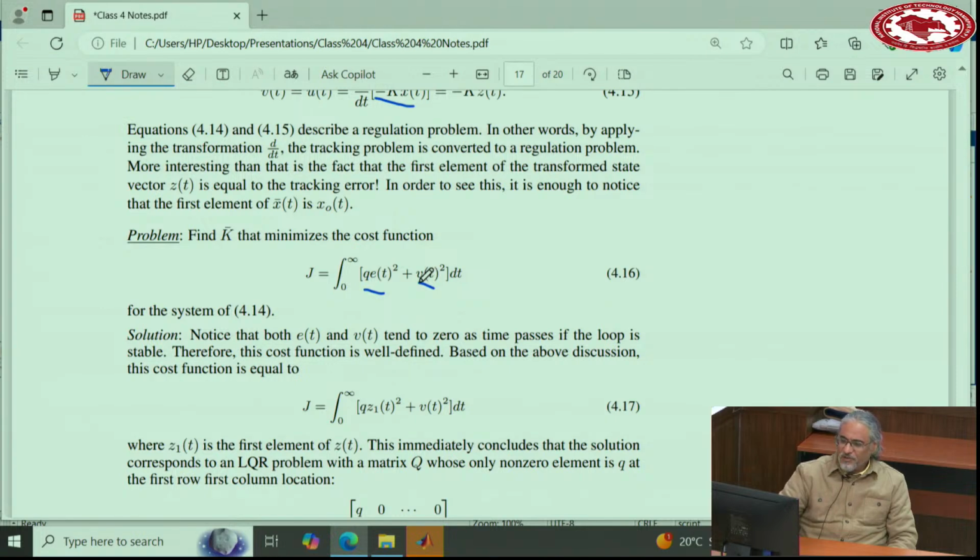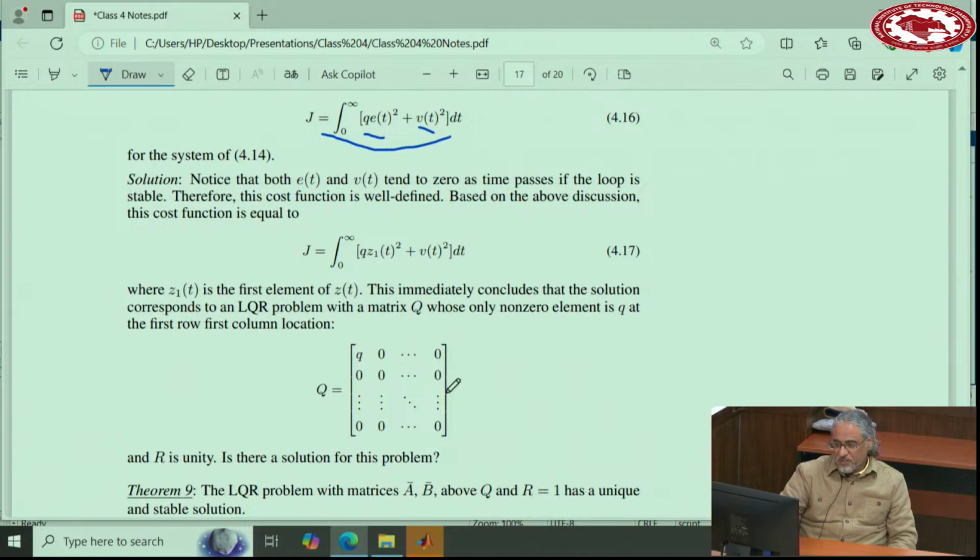So this cost function minimizes at the same time the energy of the tracking error and the energy of the oscillations, or rate of change, of the control input. It's a very interesting cost function. So in this case, Q is this one, very simple: Q, 0, 0, all of them 0. And then R is 1. Only have one control parameter, Q. And then you can solve it.